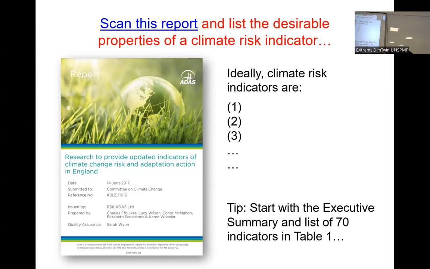There are 70 indicators. 70. Yeah. We're super optimistic. We can find data for 70 indicators. Yeah.